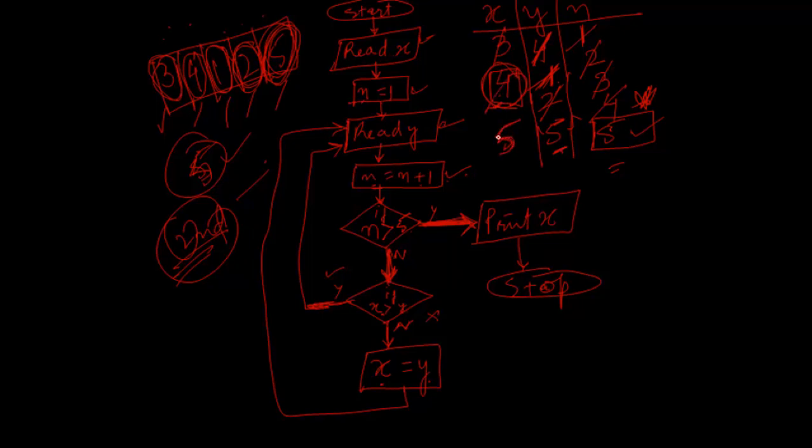Okay. Now it will again go here, read y. This is another drawback here. It will go to read y, but we have already read all the numbers. Now it is going again here to read y, and it will not find any value. This is another inefficiency lying in this flowchart, which I will cover in the next tutorial.